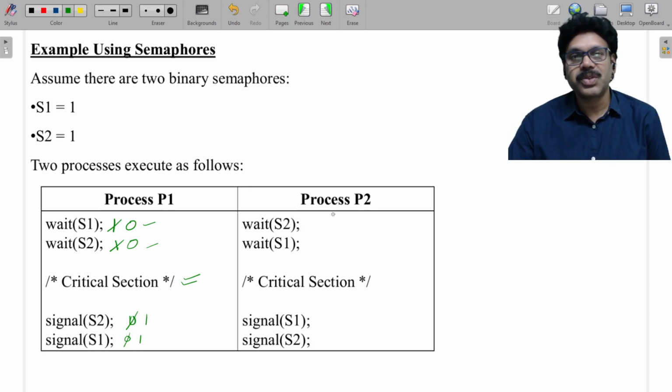Now you see, after that process 2 begins. Then for process 2, the S2 becomes 1, then 1 becomes 0.